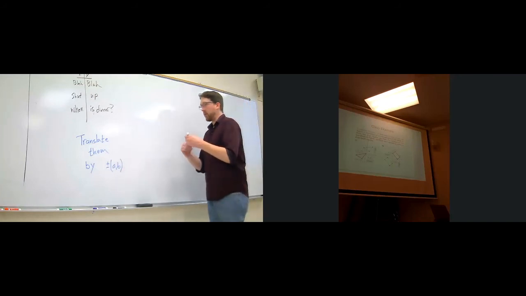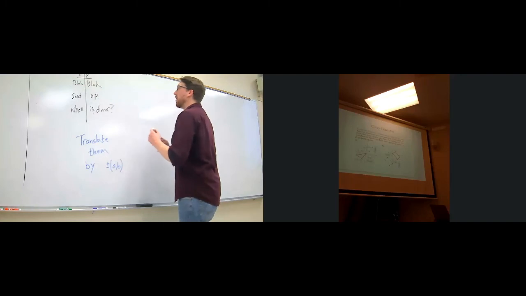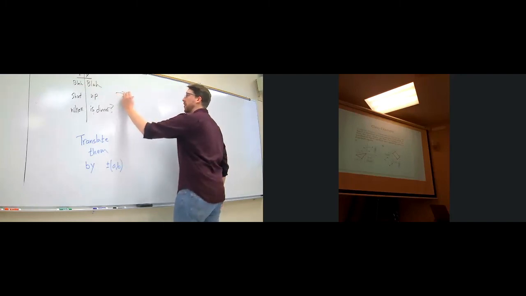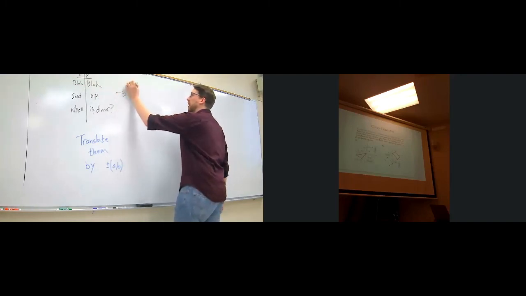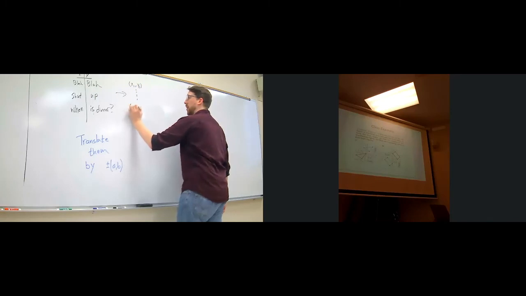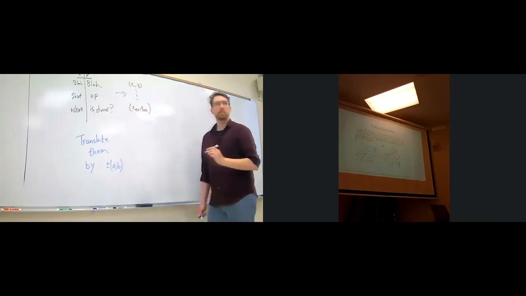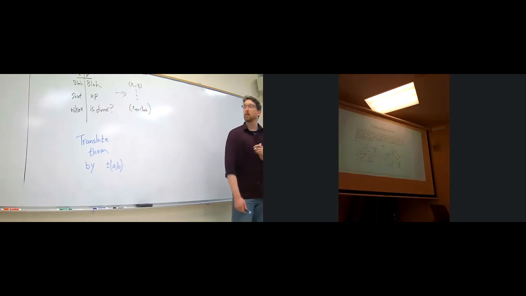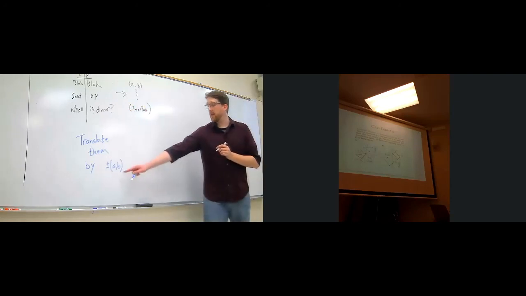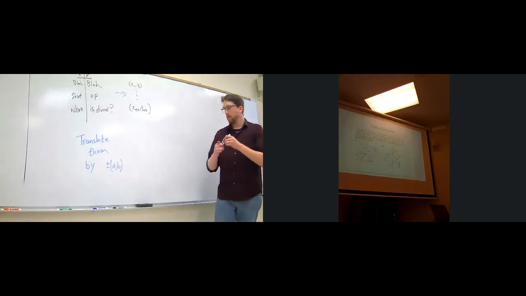So the first thing we should note is that this is really (x1, y1), (x whatever, y whatever), right? Now we want to translate them by (a, b).